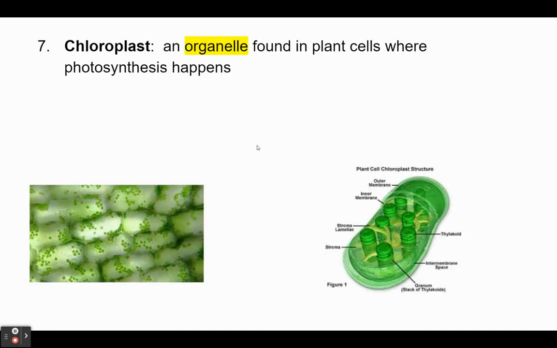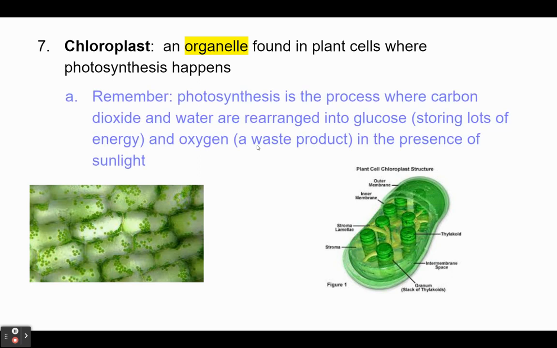Our seventh structure is a chloroplast, and this is an organelle. It's only found in plant cells, and it's only found in plant cells where photosynthesis happens. So plant cells that are exposed to light and actively doing photosynthesis.